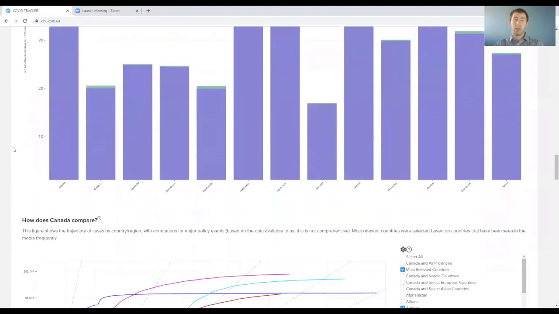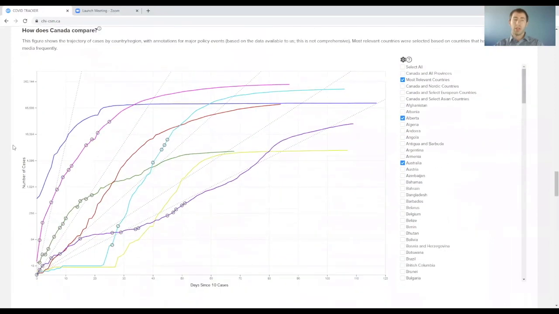However, one of the key components of this site and the primary focus of this talk is this chart, which allows for comparisons between different countries or regions across the world. The chart shows the cumulative number of cases for each country or region, starting from the day when there were first 10 confirmed cases. This allows you to compare the trajectories of different countries regardless of when they first reached their outbreak.